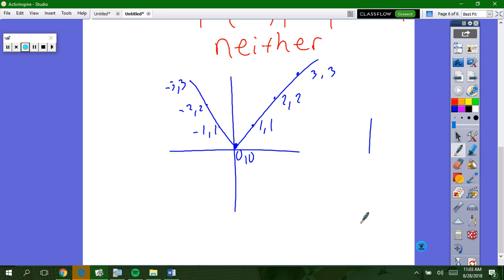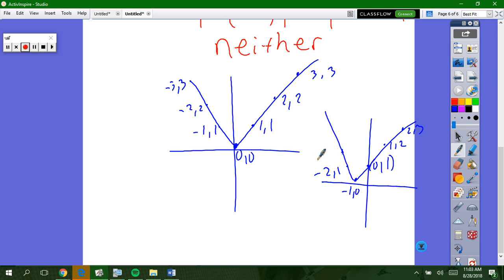Now, if I checked out the x plus 1 graph, it looks like this, where negative 1, 0 is here, correct? Then we had 0, 1, 1, 2, 2, 3, negative 2, 1, negative 3, 2. Notice, what's the opposite of 1? Negative 1. Did they give us the same result? So right there, just visually, we can tell that it's not an even function.